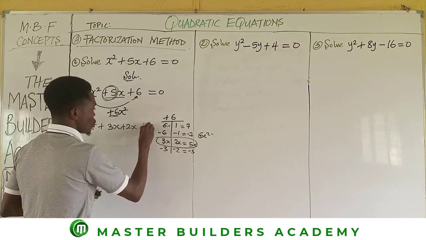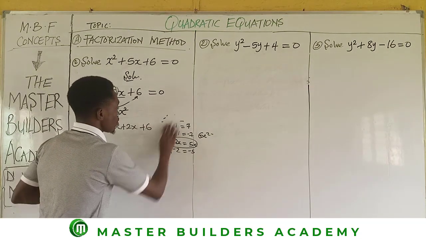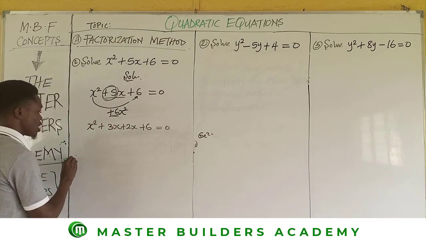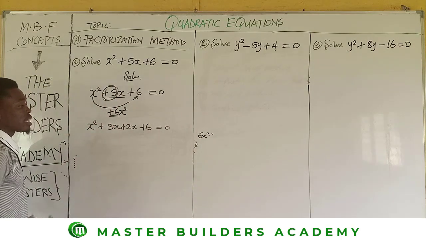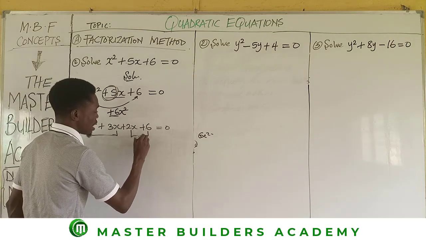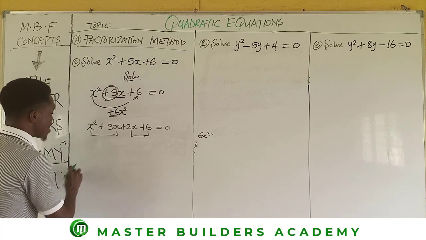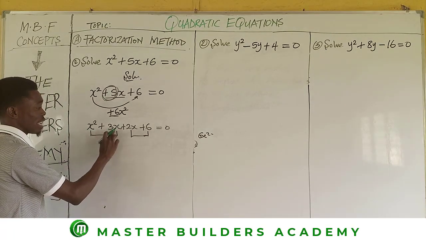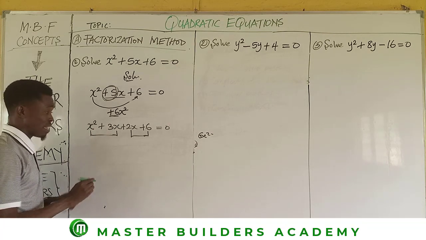Alright? Then plus 6 plus this, all equal to 0. It's as simple as this, guys. Then the next thing we do is to consider the first 2 terms and also consider the last 2 terms. Now, between the first 2 terms, something is common there, guys. And what is common? x squared is here, 3x is here. So it's only x that is common between the first 2 terms.